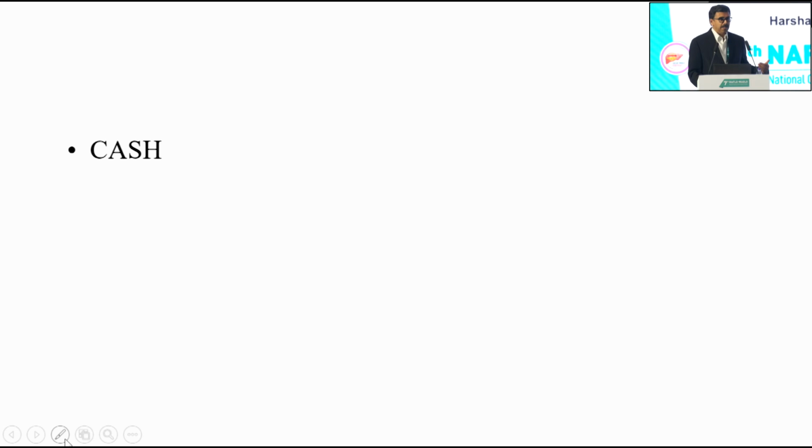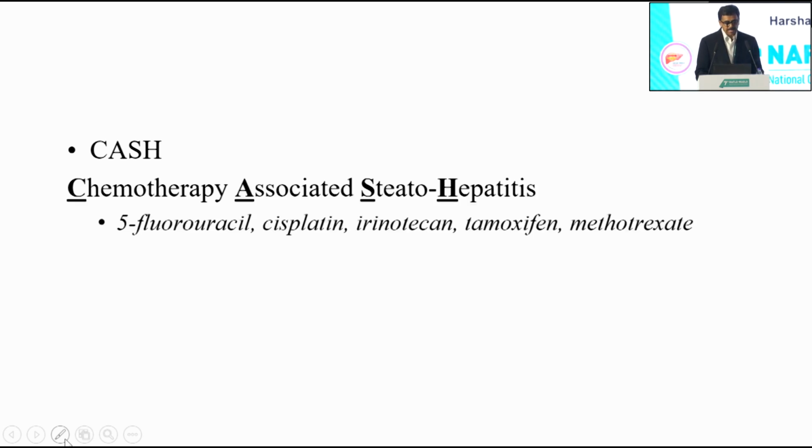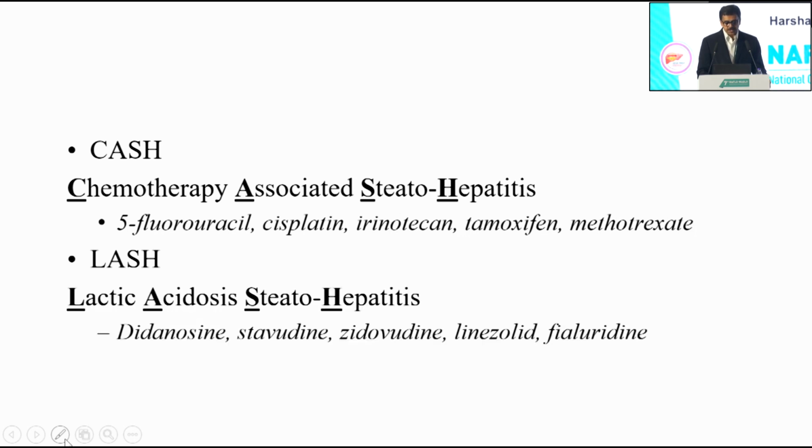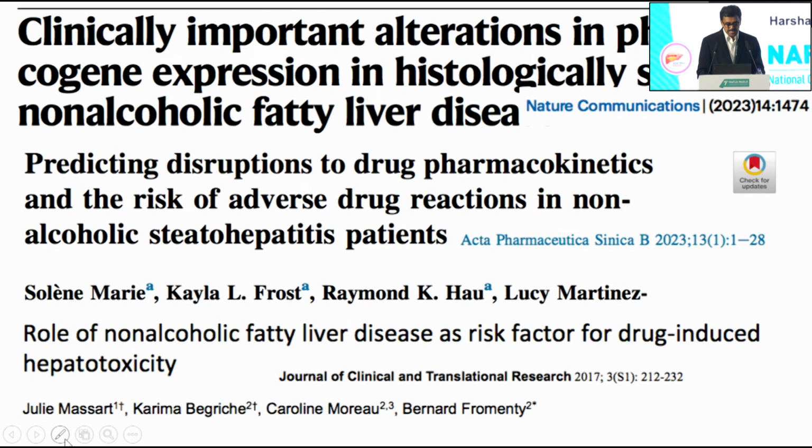Now, when patients receive chemotherapy and develop fatty liver disease, it's called CASH, or chemotherapy-associated steatohepatitis, and there are a few drugs listed there. But there's also another entity known as LASH, and that is lactic acidosis steatohepatitis, and this is what we saw in the initial years of HIV, where patients exposed to stavudine and didanosine were also noticed to have LASH. We also have to remember that linezolid, a current antibiotic that we use, can rarely produce LASH.